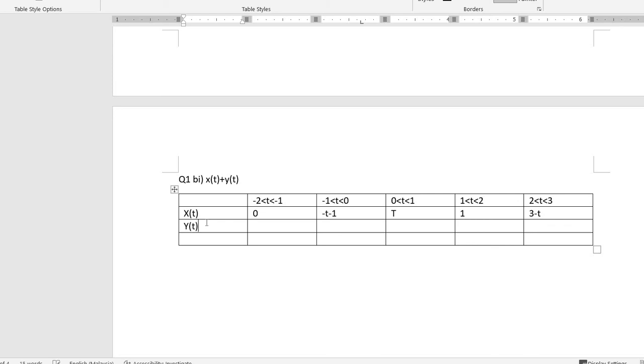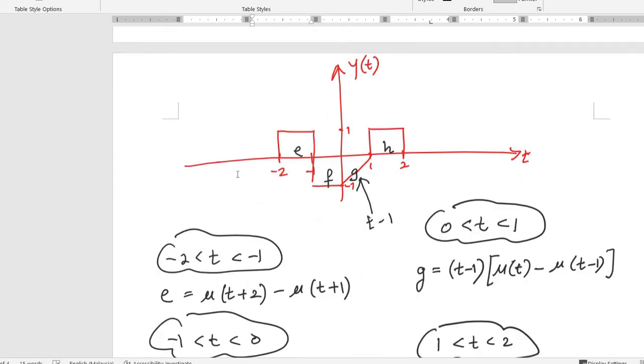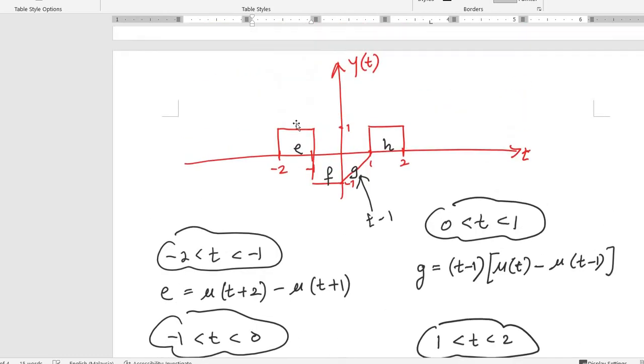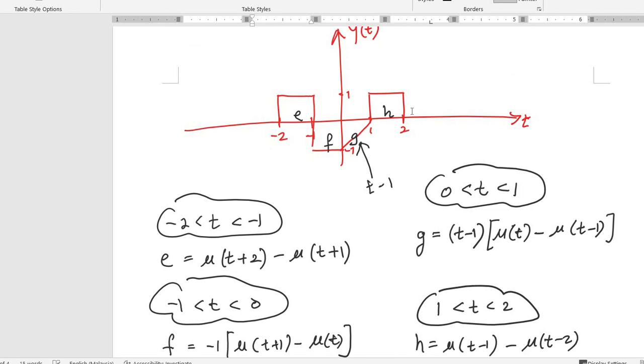Okay, so finish the xt, then we go to the yt. Okay, yt also the same. You have E, F, G, H. Okay, but make sure you fill up to the correct columns. Okay, this is for the range negative 2 to negative 1. You have the amplitude is 1 only. Okay, we are looking for the amplitude. The amplitude is 1 only. And then for the range negative 1 to 0, you have the amplitude is negative 1. And then for the range 0 to 1, you have the line is t minus 1. And then for 1 to 2, you have the amplitude is 1. Okay, you look at the amplitude is 1.